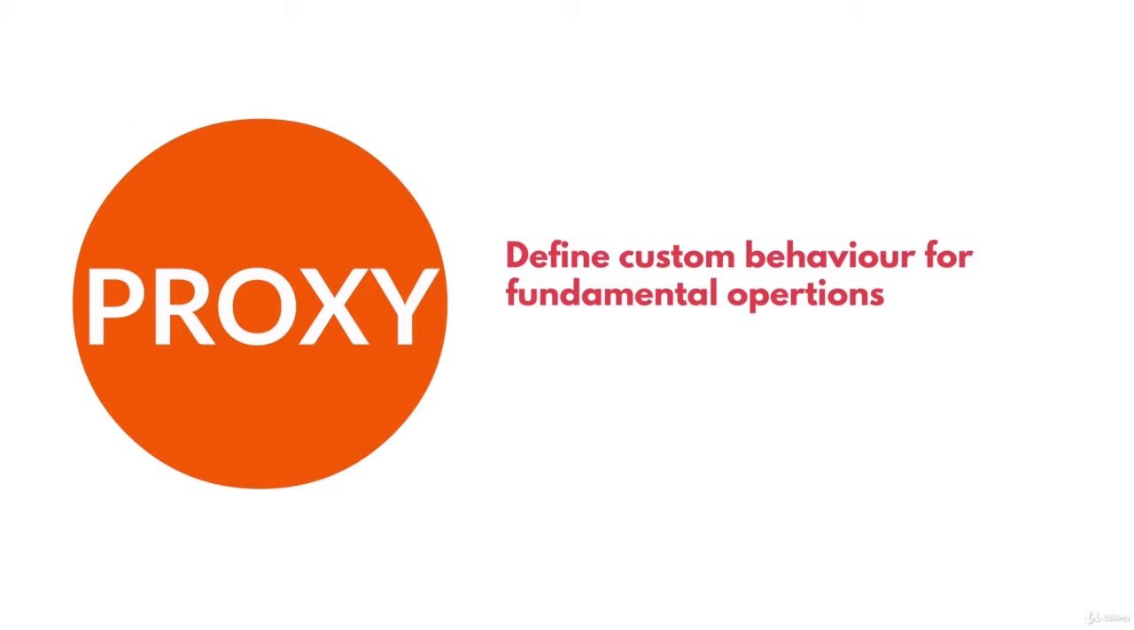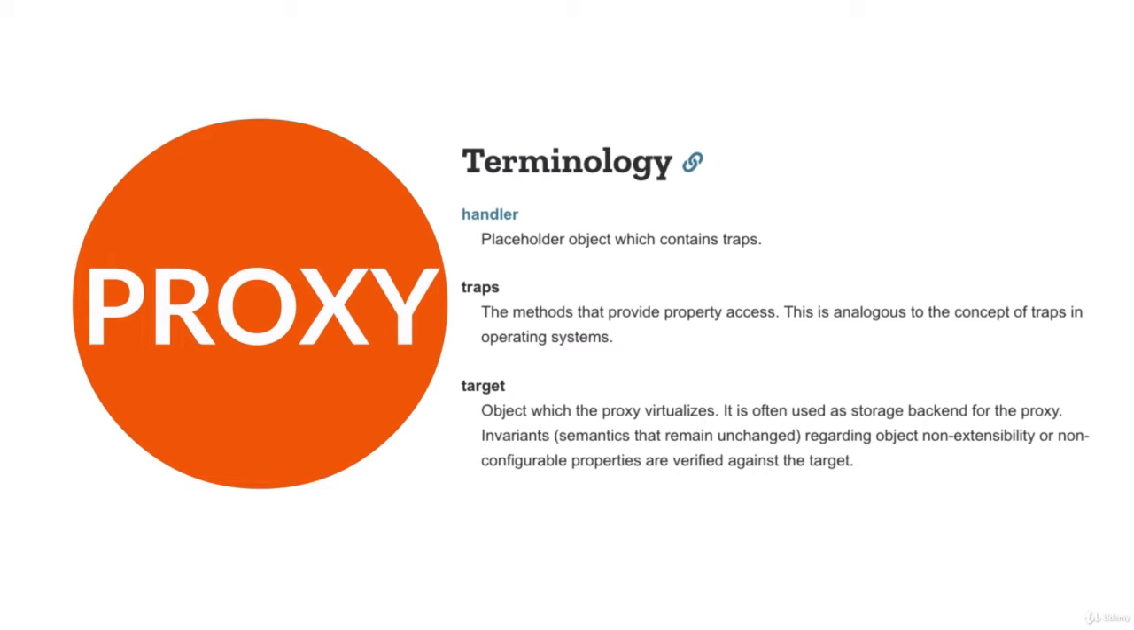Proxy is a new feature brought by ES6. We can use it to define custom behavior for fundamental operations. In simple words, using Proxy, we can customize JavaScript at the language level. Proxy has three key terms: handler, traps, and target.